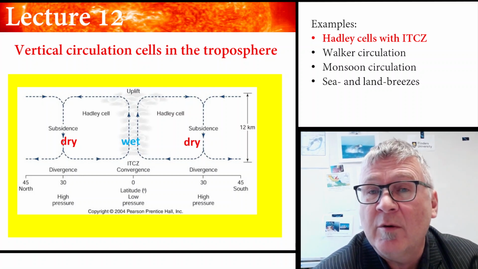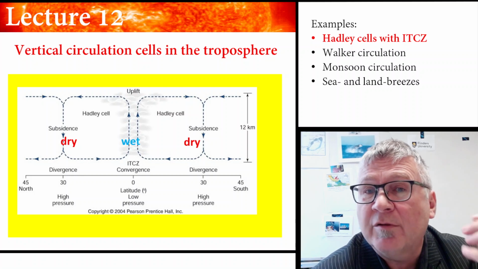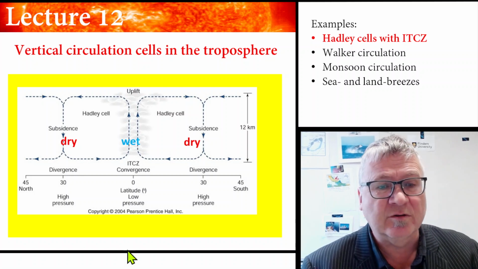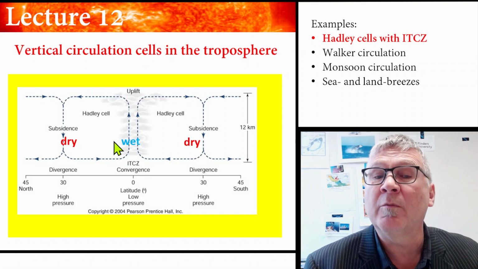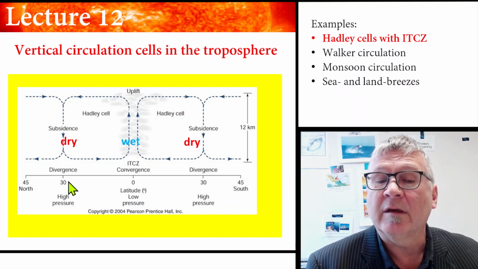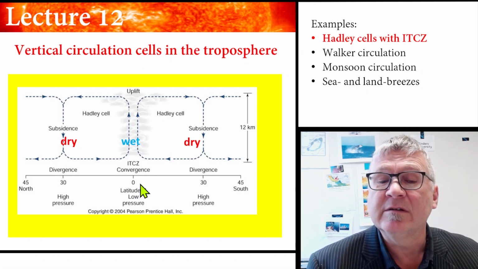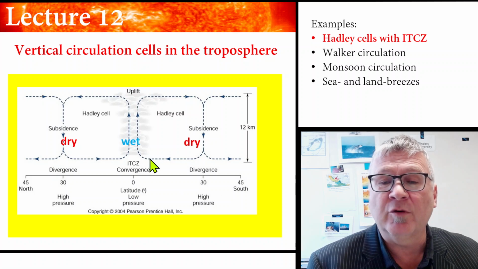So we're talking about 3,000 kilometers as the horizontal scale. This is what we're talking about. 3,000 kilometers away from the equator, both north and south.